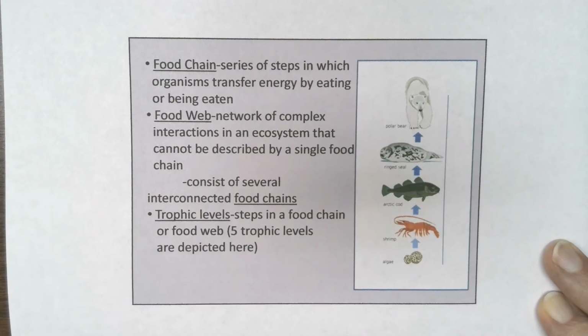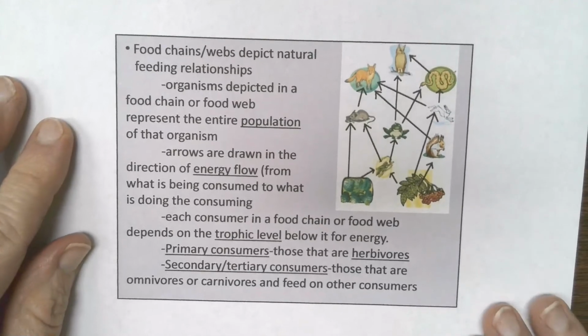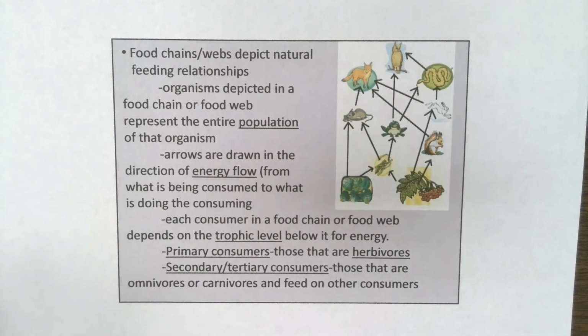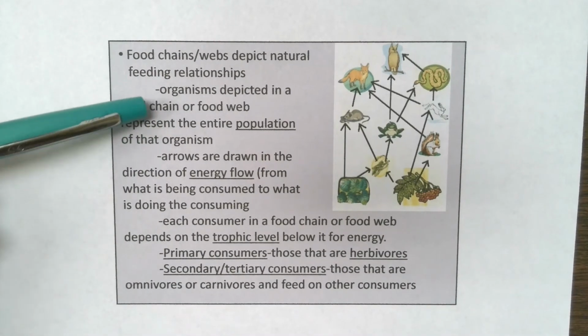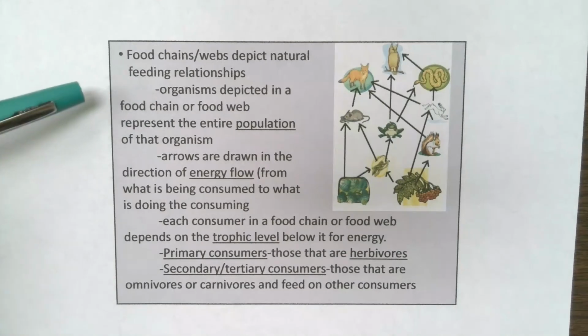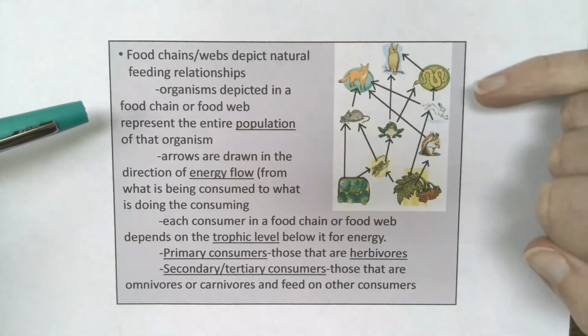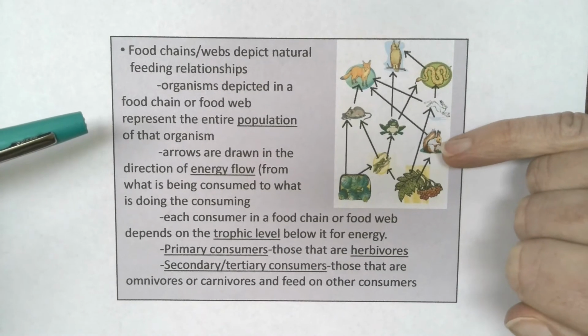Okay, so that being said, some of that vocabulary is right here. Again, these aren't going to get at the whole picture, but they do depict simple feeding relationships in nature. All right, so the first bullet, not that one, but this one down here, says organisms depicted in a food chain or a food web are going to represent the entire population of that organism. So the snake over here, whatever kind of snake it is, is representing the entire population of that snake, or the entire population of this squirrel.